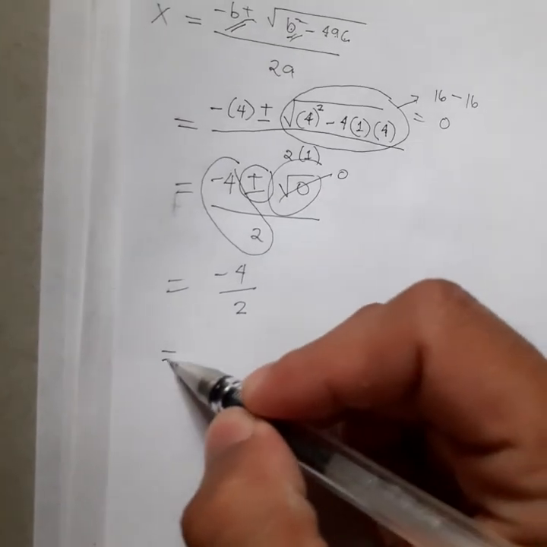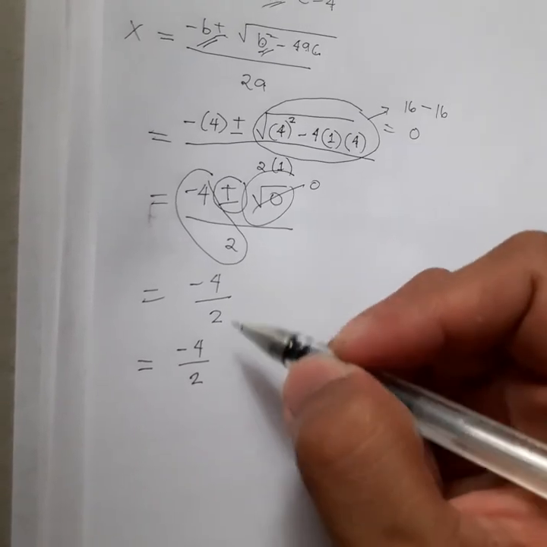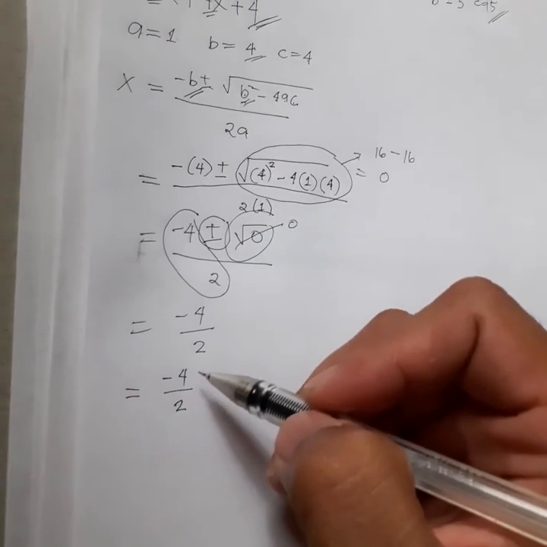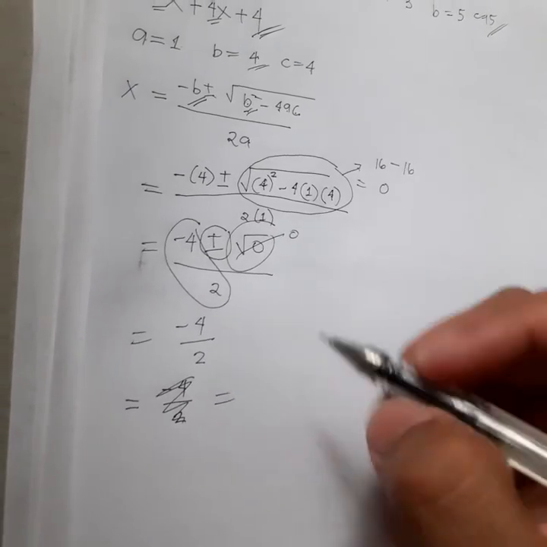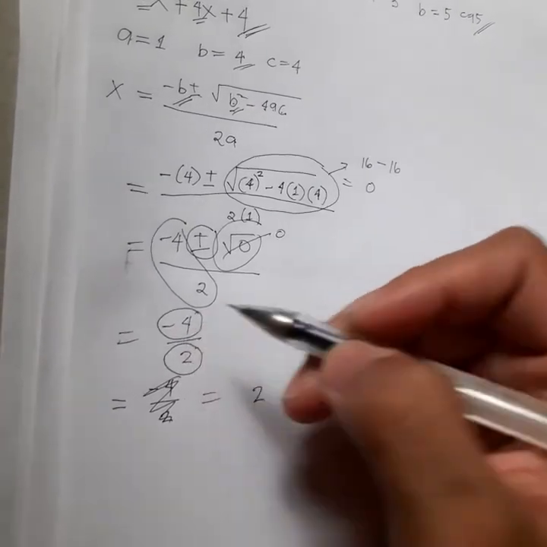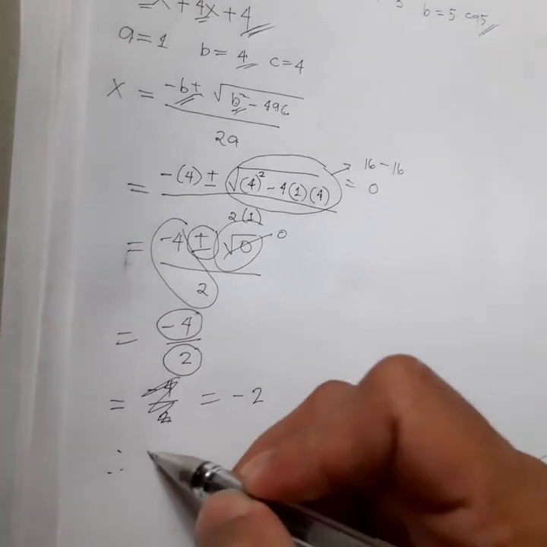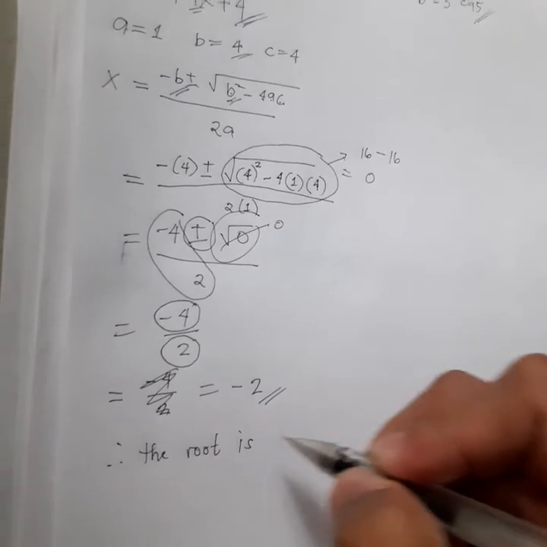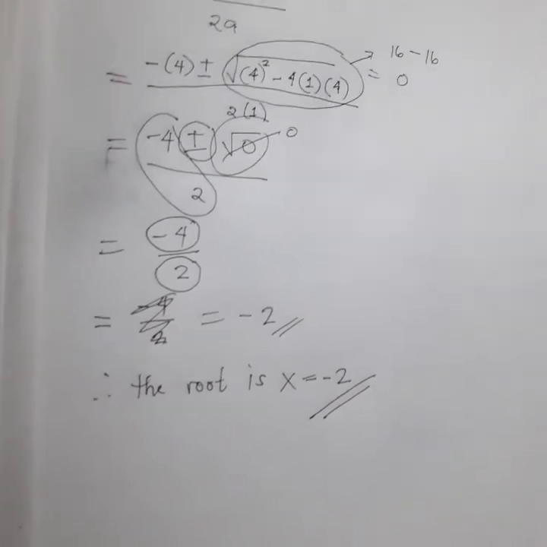How to solve this one? It is equal to negative 4 over 2. Then 4 divided by 2 is 2. Negative 4 and positive 2 are unlike signs, so simply negative 2. Therefore, the root is x equals negative 2. That's it.